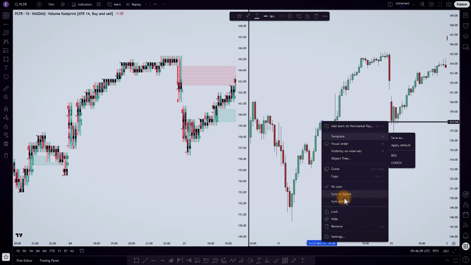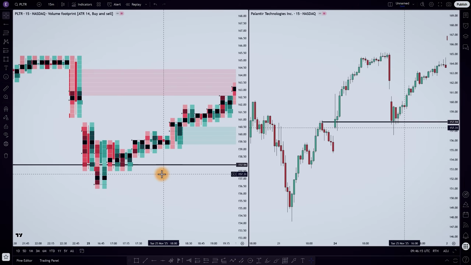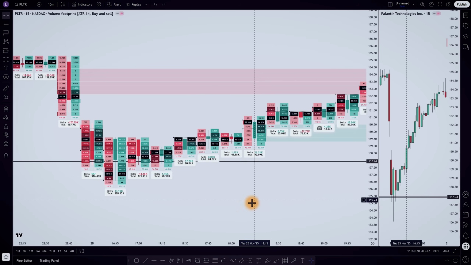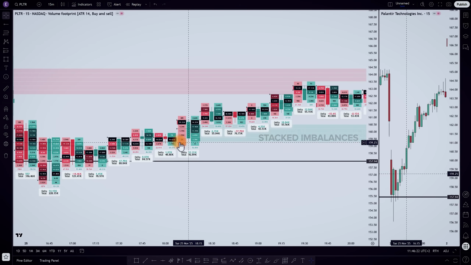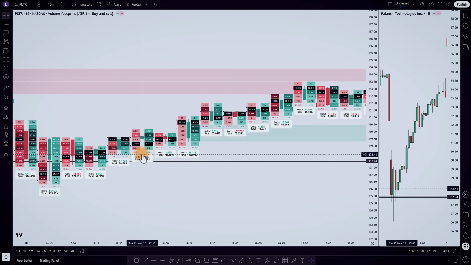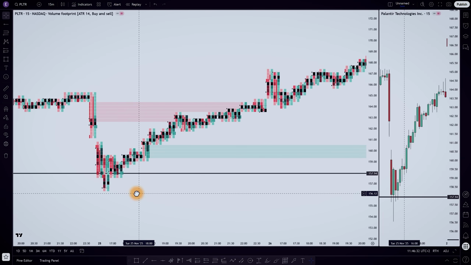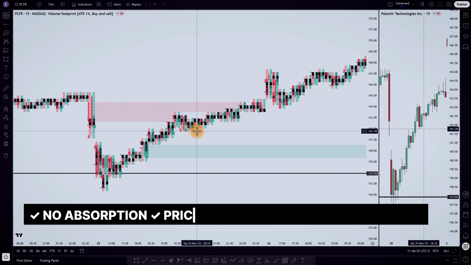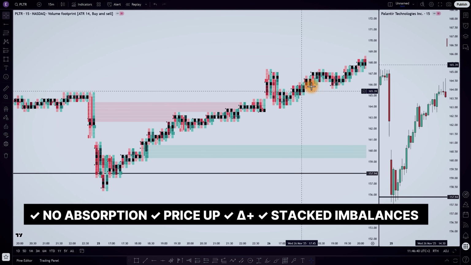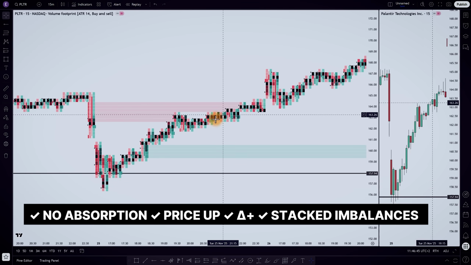Price pulls back into a demand zone. That's your structure. Now open the footprint. Look for stacked ask imbalances. Buyers attacking aggressively at that zone. That's conviction. Check delta. Is it turning positive? Buyers starting to win. Check for absorption. Is price responding to the buying? Or is it being eaten? No absorption. Price moves up. Delta positive. Stacked imbalances below. Buyers are proving themselves at a level. Now you have evidence. Now you enter.